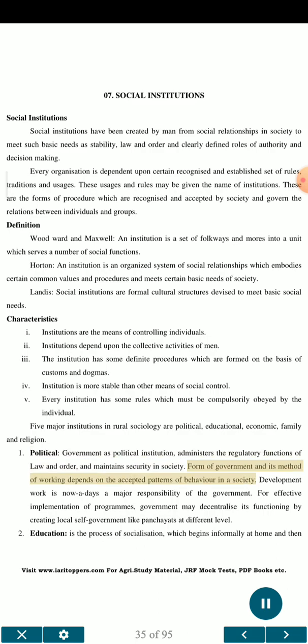The form of government and its method of working depends on the accepted patterns of behavior in a society. Development work is nowadays a major responsibility of the government. For effective implementation of programs, government may decentralize its functioning by creating local self-government like panchayats at different levels.